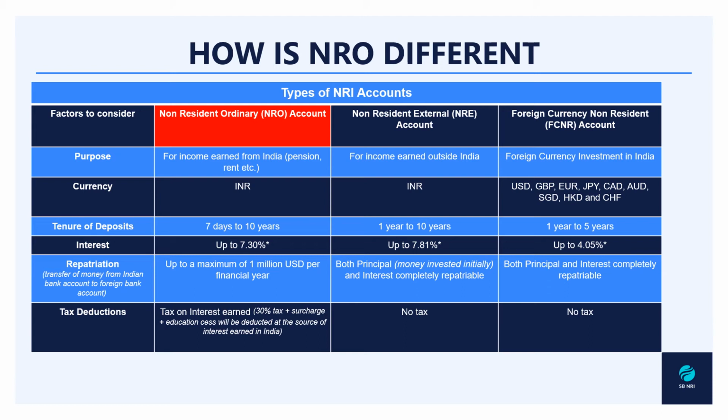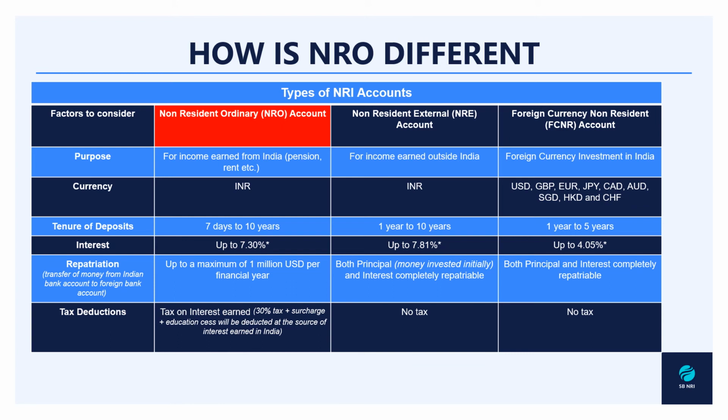Talking about the tenure of fixed deposits, under an NRO account, like we mentioned in the overview, you can opt for a minimum of 7 days to a maximum of 10 years, whereas for NRE, the range is 1 year to 10 years, and for FCNR, the range is 1 year to 5 years. The interest on these deposits can be earned at a rate of 7.30% under NRO, 7.81% for NRE, and 4.05% for FCNR. Again, I would like to mention that these interest rates update every month. So, for the latest rates of interest on these deposits, you can visit our blog.